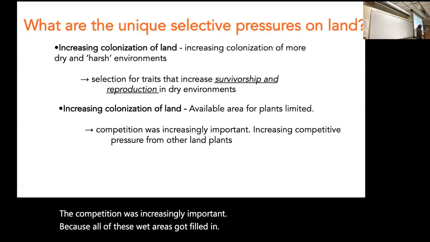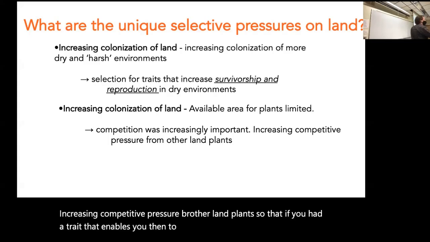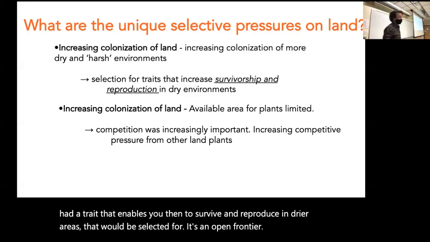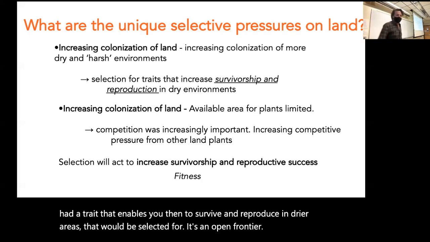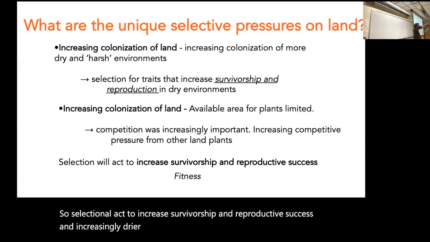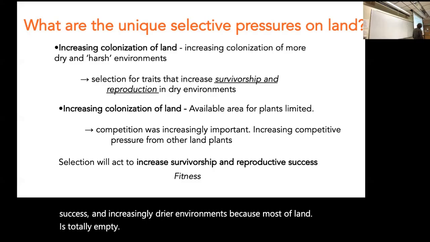Right? Increasing competitive pressure for other land plants, so that if you had a trait that enables you then to survive and reproduce in drier areas, that would be selected for because it's an open frontier. So selection will act to increase survivorship and reproductive success in increasingly drier environments because most land is totally empty. There's nothing growing up.